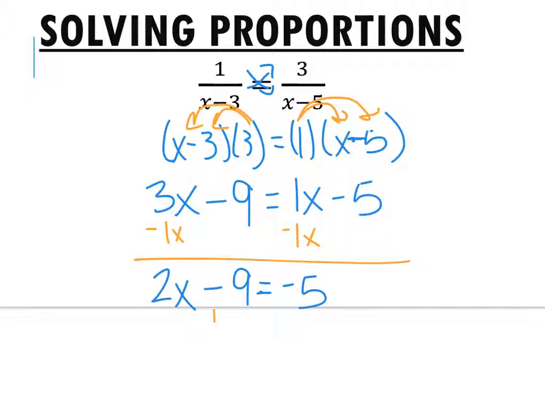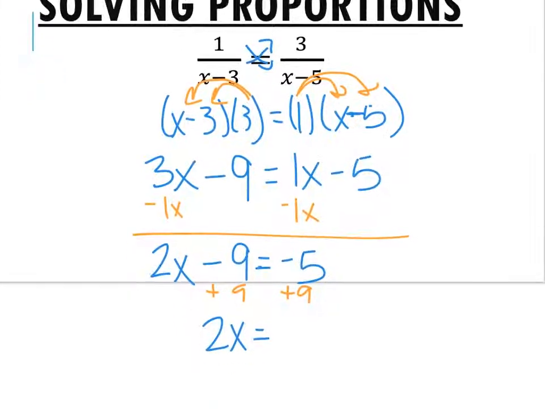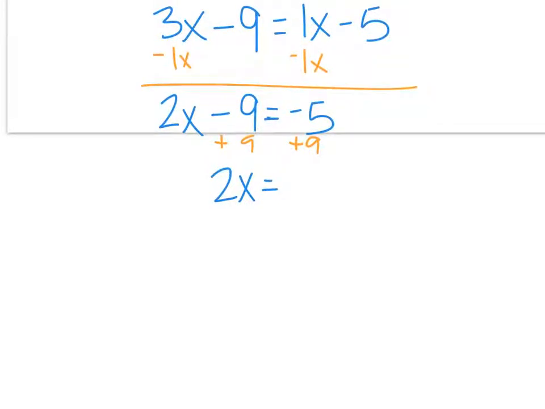Two-step equation, we're adding 9. So 2x is equal to negative 5 plus 9 is 4. Last step, dividing both sides by 2, and so x is equal to 2. Easy peasy lemon squeezy.